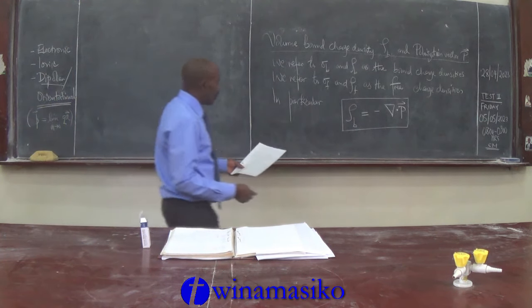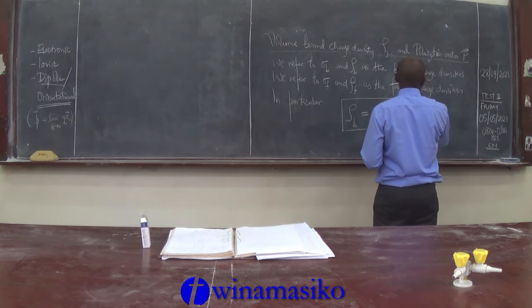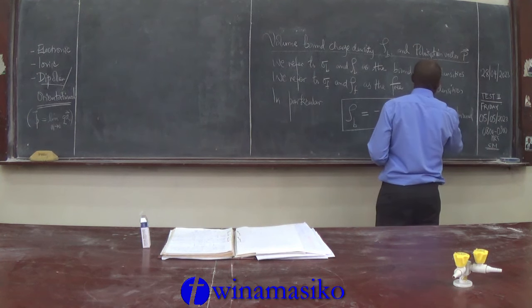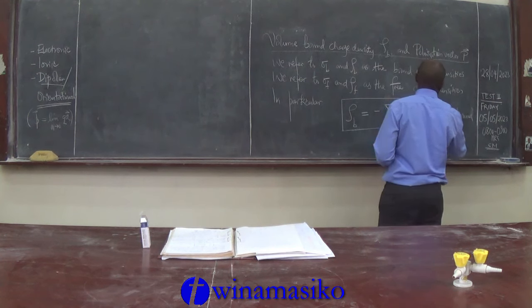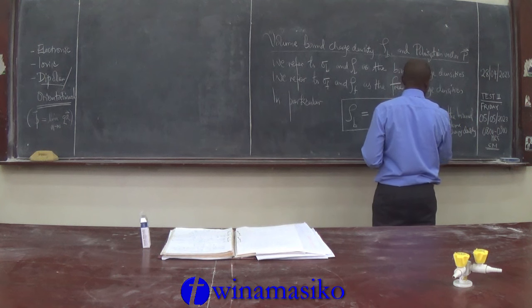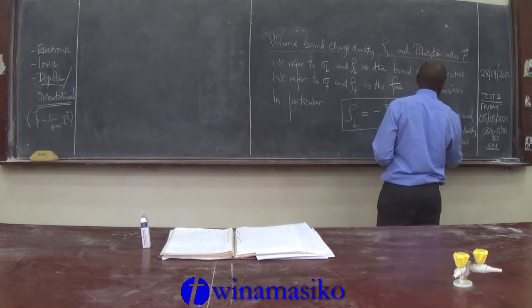And of course, rho b is the bound volume charge density, and P is the polarization vector.